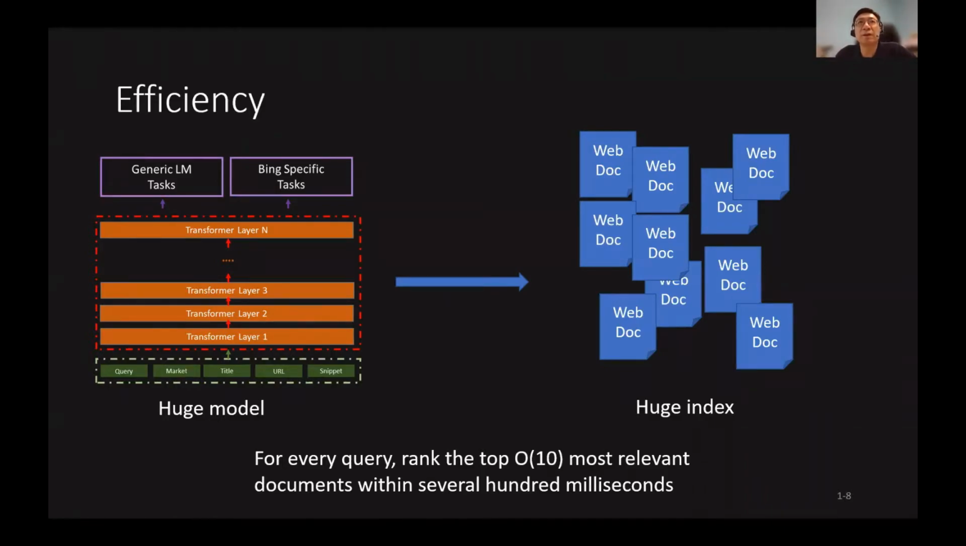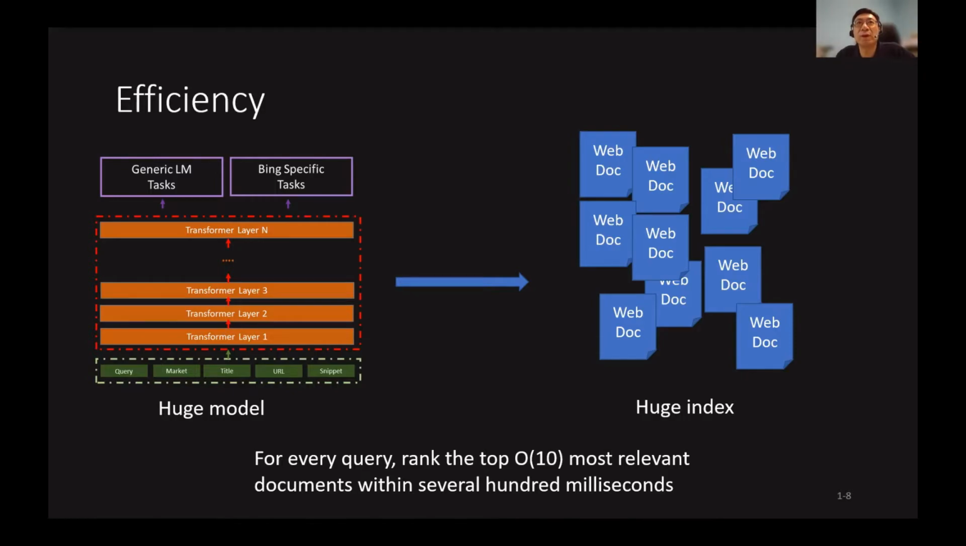We know that a multilingual deep ranking model often contains hundreds of millions or even billions, and now trillions of parameters. So this is a huge model. Then on the other side, the web index contains hundreds of billions of documents. So this is a huge index.